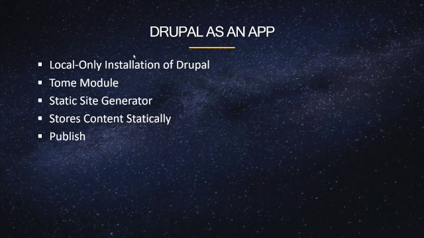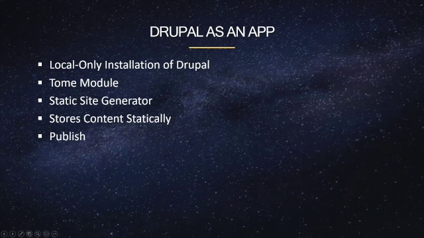It stores your content statically, so you don't need to keep a database up anywhere. It actually converts all of your content into JSON files, and you can store those in Git, for example, and shut down your database, and you don't need to have that persistent database anywhere.